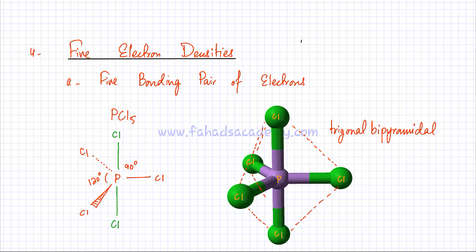So these bonds, if I connect them, it's going to look as if there are two pyramids sitting on top of each other. So it's called trigonal bi-pyramidal. Bi stands for two over here.